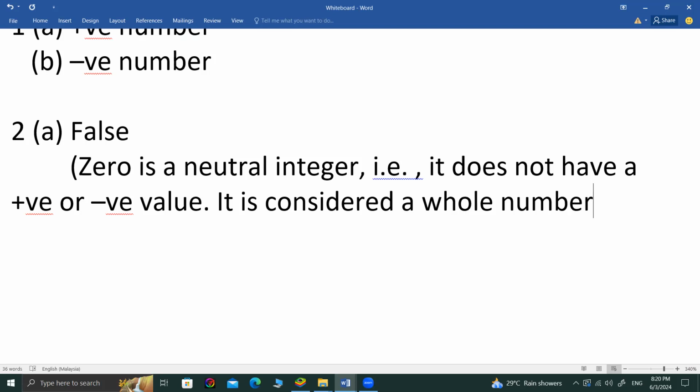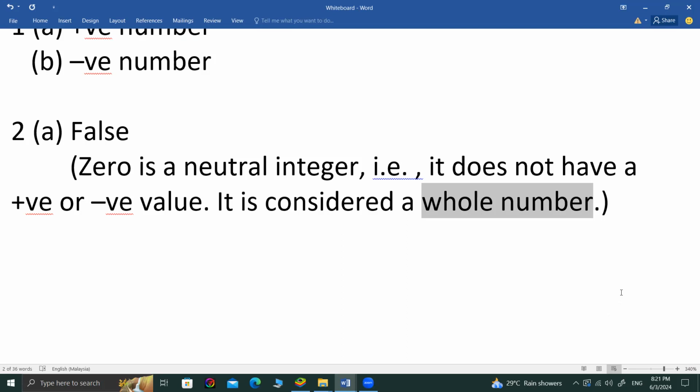It is considered a whole number. This is just an explanation. Do you know what IE is? IE means iaitu, that is. It does not have a positive or negative value. It is considered a whole number. What is whole number? In Chinese, 整数. Nombor bulat. Whole number.